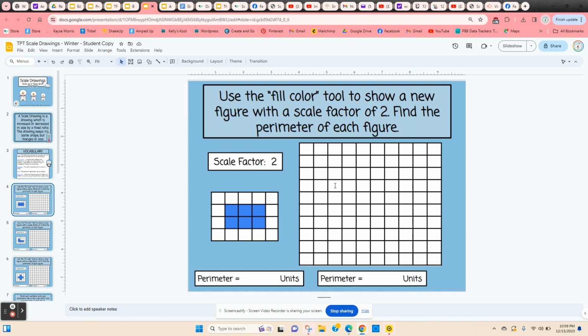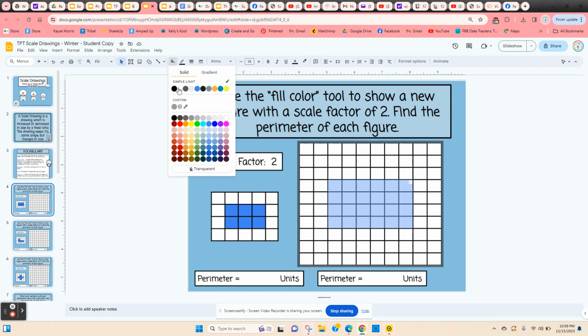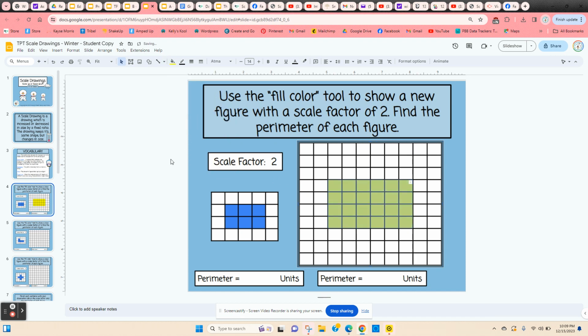So to create the new drawing, they just click and hold in one of the squares that they want to color. They scroll across until they've completed a rectangle shape. So this one's 6 by 4. And then they're going to come up here to the fill color feature, and they can choose any color they like. And they've created now a scale drawing.